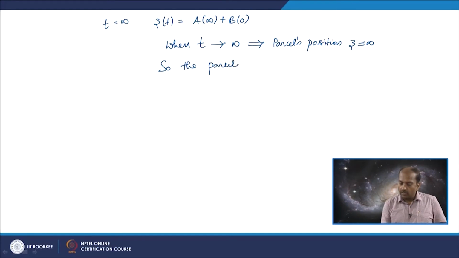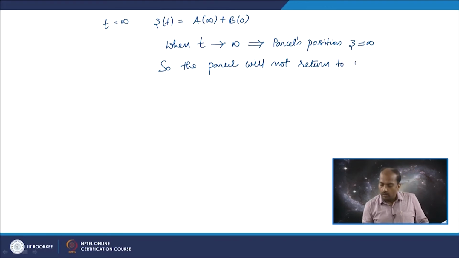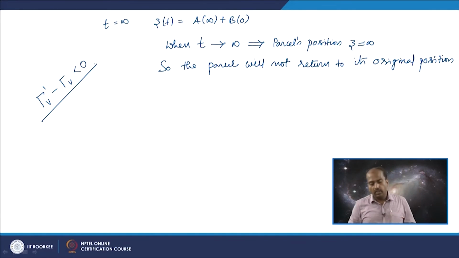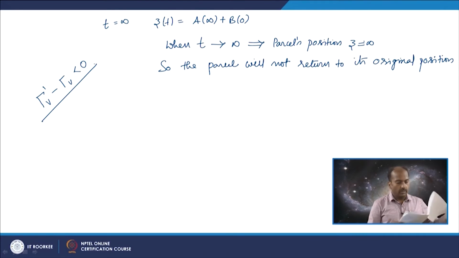So, the parcel will not return to its original position. So, when does it happen? If the parcel's lapse rate is smaller than the environment lapse rate, then the parcel will be displaced and it will never come back to its original position. So, you see that the displacement is growing with respect to time. That is a simple thing, right.